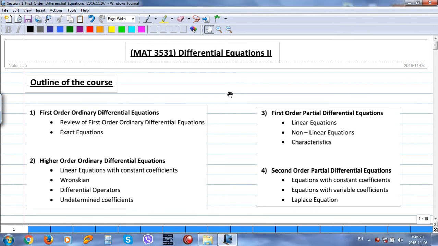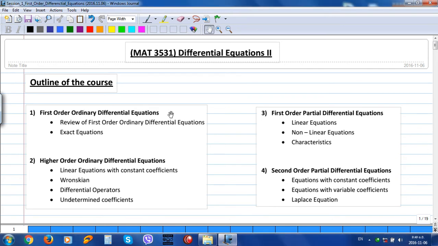MAT 3531 Differential Equations 2. This course contains 4 lessons. First, first order ordinary differential equations. The second one, higher order ordinary differential equations. Third lesson, first order partial differential equations, and the last one is the second order partial differential equations.